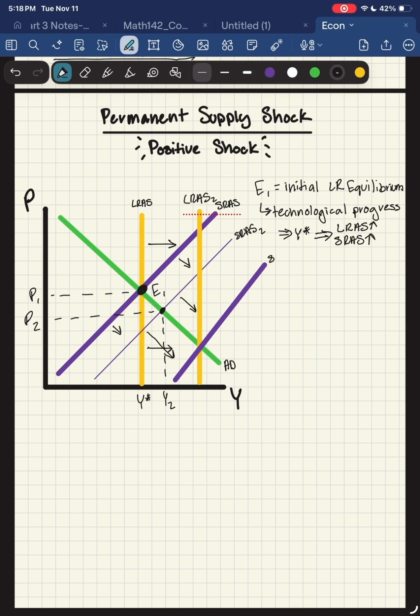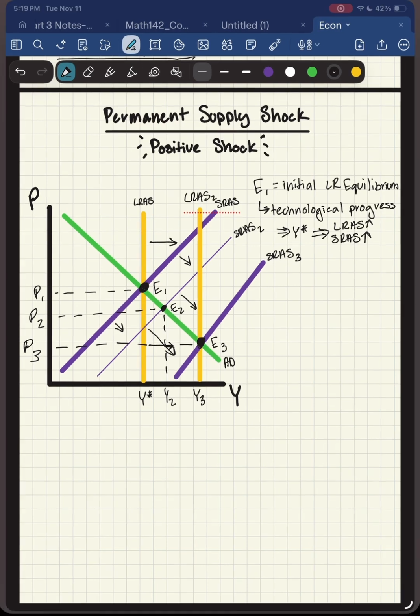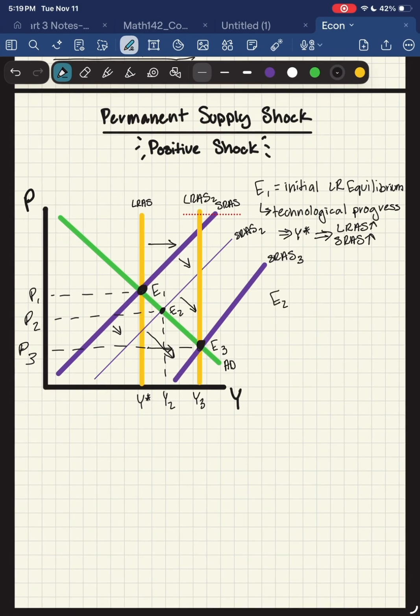And now that we've shifted short run enough to where the AD, LRAS, and SRAS curves are intersecting again, we know that this is the new equilibrium, and we can go ahead and label that. We have Y3 as the new output, P3 as the new price, and then we can go ahead and label the new long run equilibrium E3, and then go back and label E2, because we never did that. And then we can go ahead and write down what all of this means.